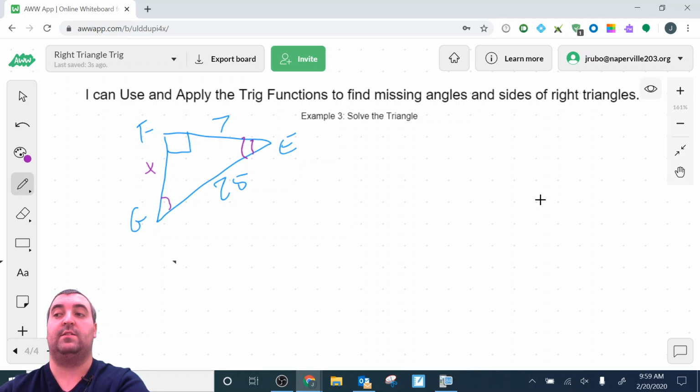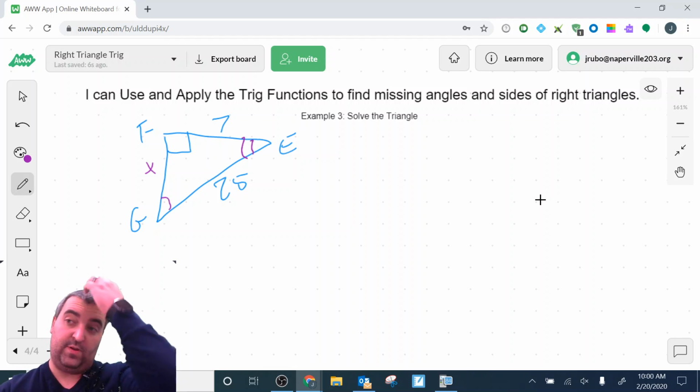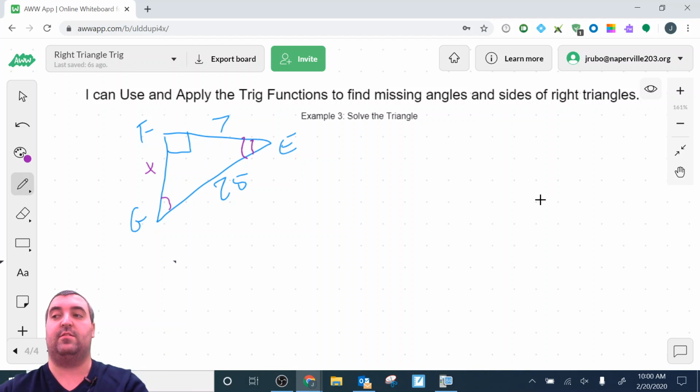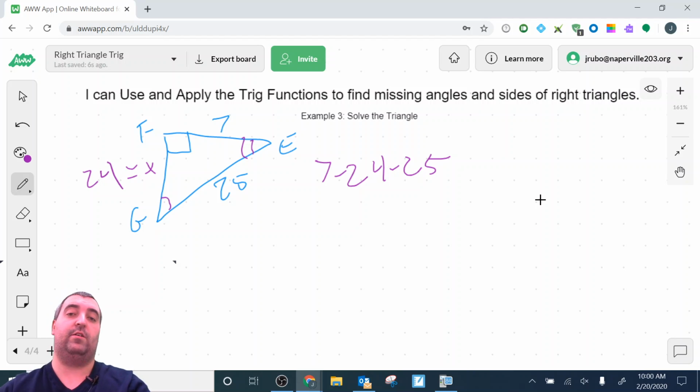Technically, we can find any one of them first, but for simplicity's sake, we can find that third side using either the Pythagorean theorem or recognizing it is a 7, 24, 25. So it's one of those Pythagorean triples. So this side is 24. Or you could have used the Pythagorean theorem, and that's totally fine. Now let's set up some trig functions to help us. Because they're all whole numbers and there's no rounding issues, we can do any of them. So let's find G first.